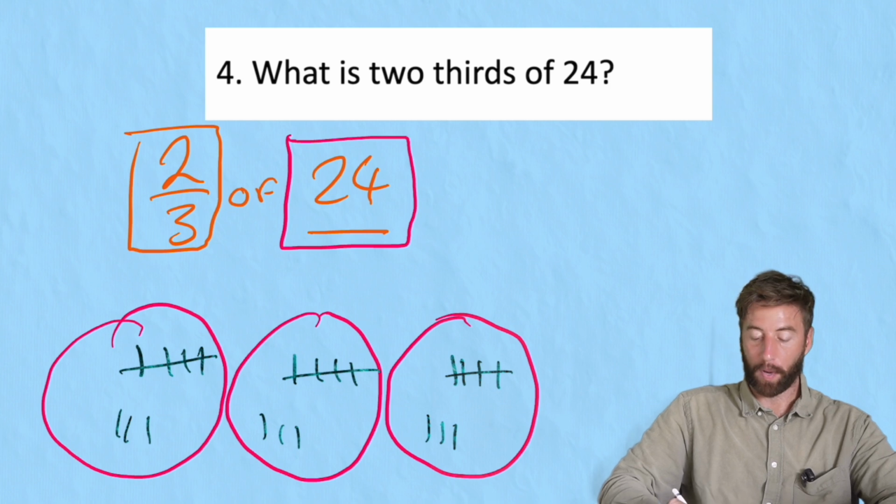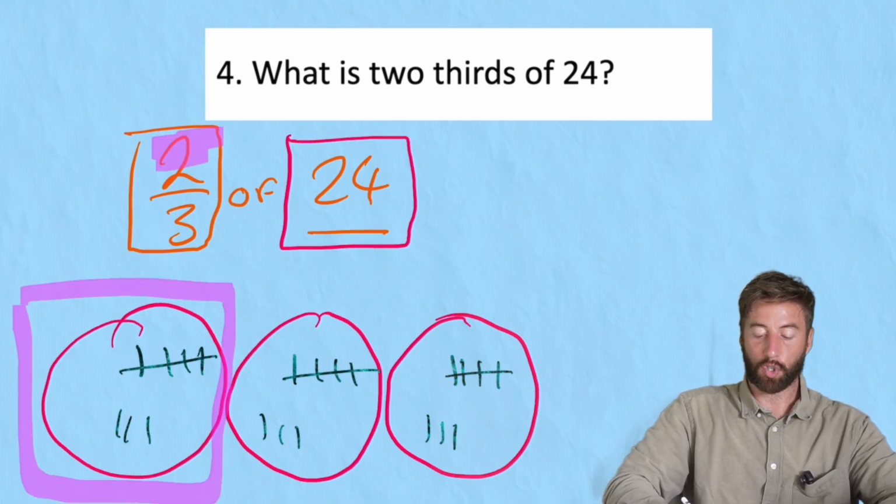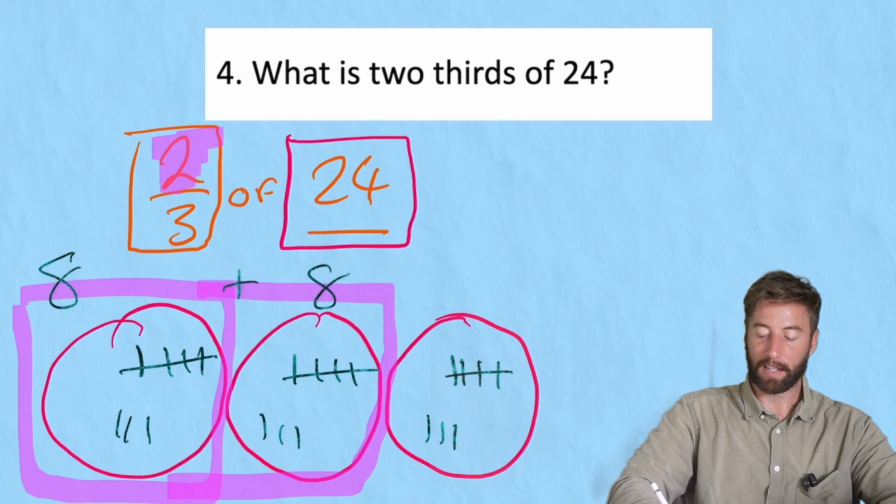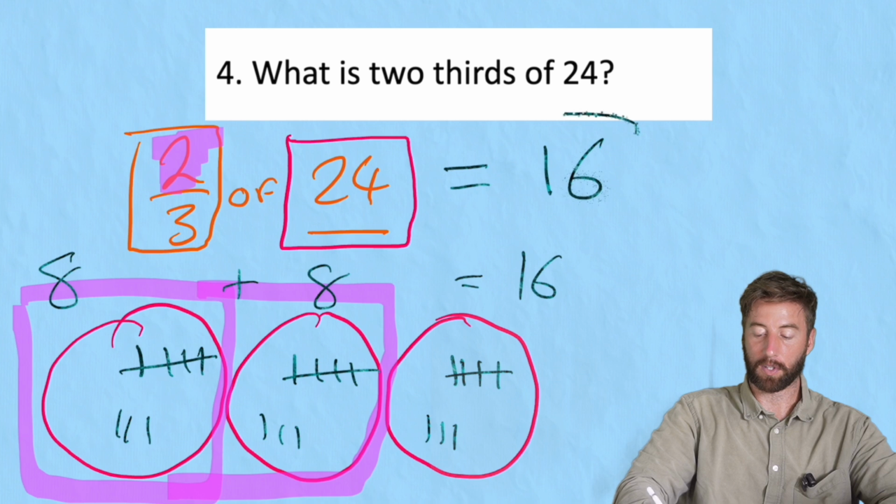So in each sharing circle we have 8, but we're not looking for just one sharing circle because we're looking for 2/3. So I need 2 sharing circles. So if I have 8 in each, then I have 8 plus 8 equals 16. So 2/3 of 24 equals 16.